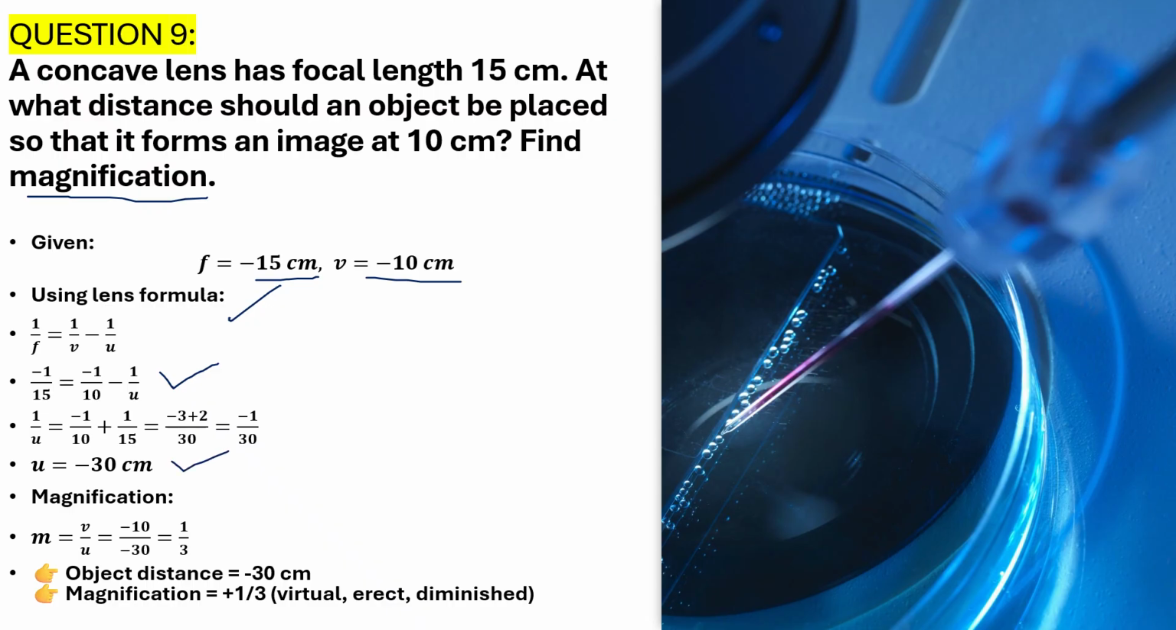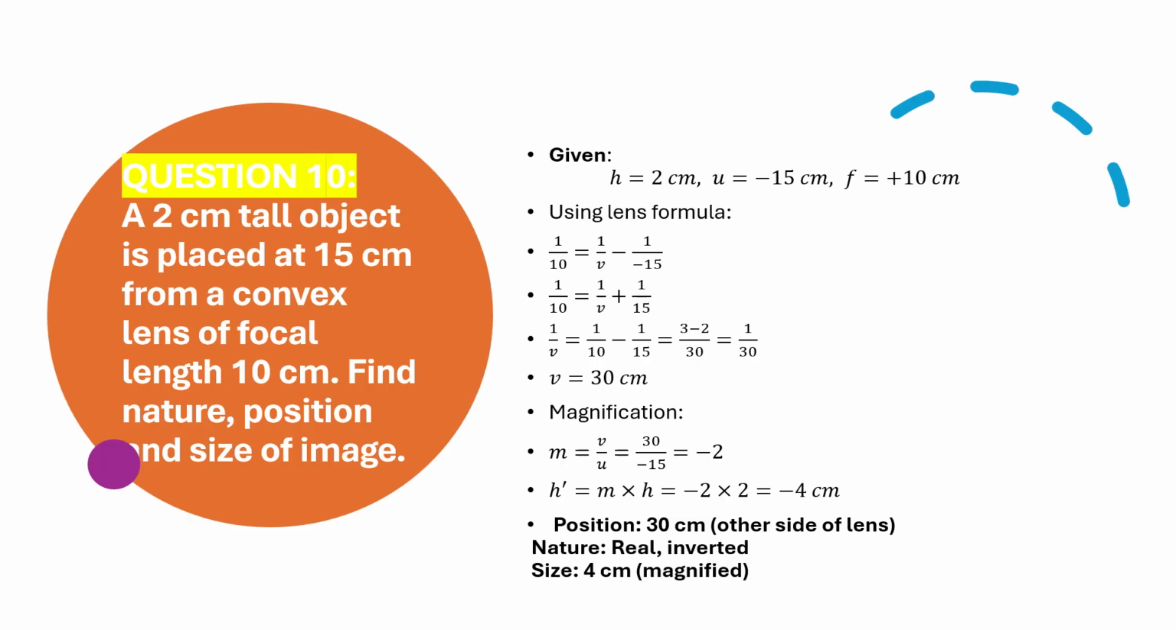Also, we have to find the magnification here. So M is equal to V upon U. Substituting the value of U and V, you get 1 upon 3. So object distance is minus 30 centimeter and magnification is plus 1 upon 3. And what will be the nature? Virtual, erect and diminished. I hope this point is clear to you, and just pause the video and try doing it by yourself. Question number 10.